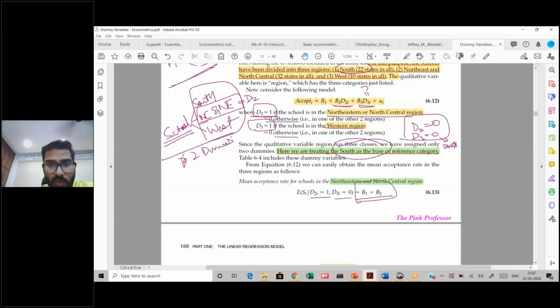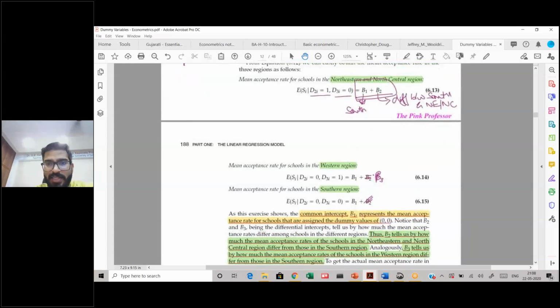Here, B1 is the mean acceptance for South and B2 is the difference between South and Northeast, North Central. This is the difference. That is why we call this the differential slope coefficient or differential intercept coefficient.